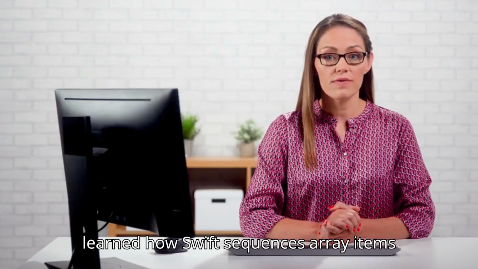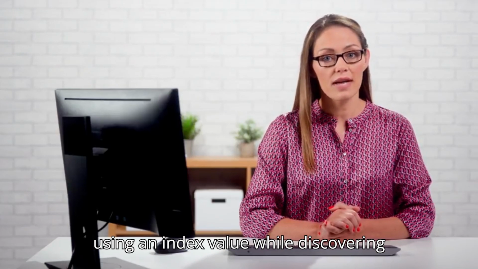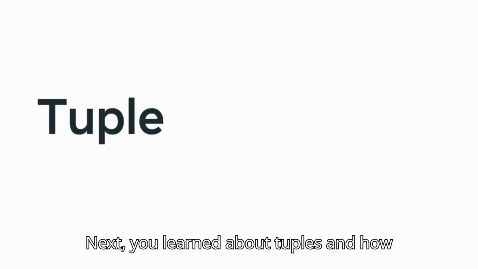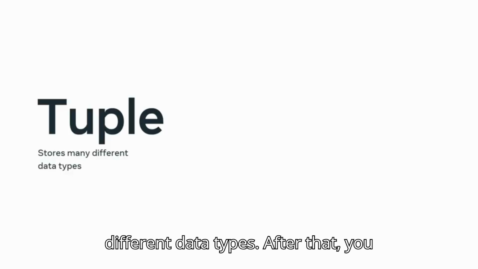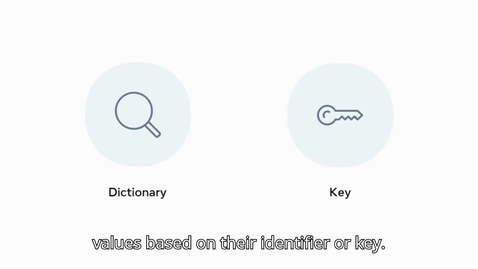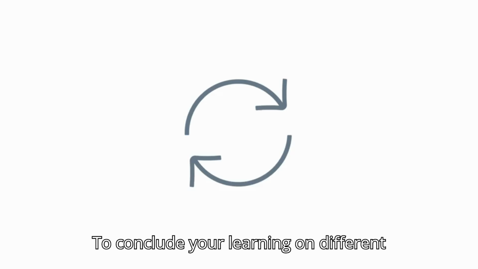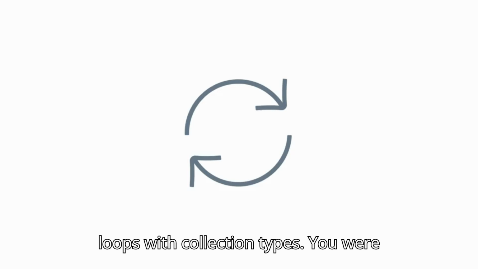You learned how Swift sequences array items using an index value, while discovering how to use different array methods. Next, you learned about tuples and how they are used to store any and many different data types. After that, you discovered that developers use dictionaries when they need to look up values based on their identifier or key. To conclude your learning on different data structures, you explored how to use loops with collection types.